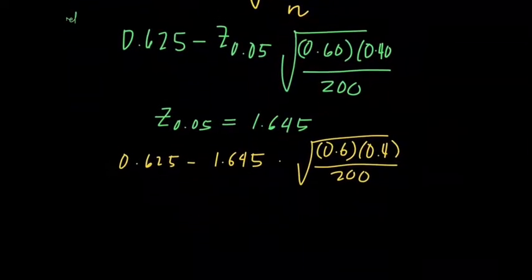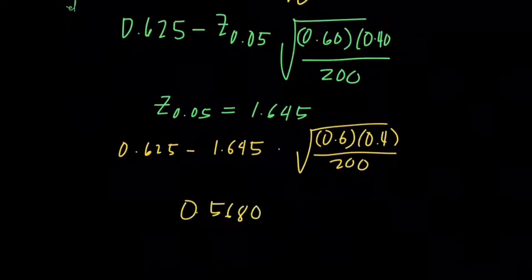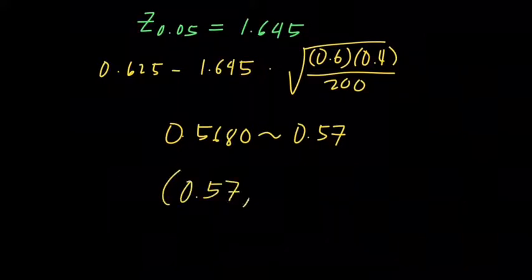If we compute for this value, so let's calculate, 0.625 minus 1.645 times the square root of the fraction 0.6 times 0.4 divided by 200. And the value is 0.5680 or 0.57. So take a look at what we have obtained. The lower limit of the one-sided confidence interval is 0.57, and this will go all the way to positive infinity.